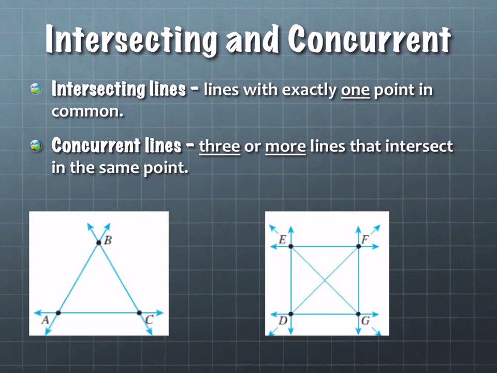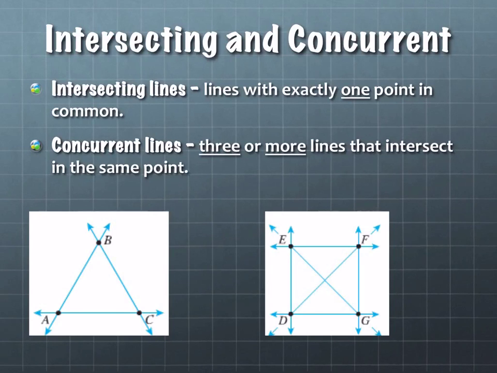All right, intersecting and concurrent. Intersecting lines are lines with exactly one point in common, and concurrent lines are three or more lines that intersect in the same point. So you can see in this diagram right here, we have intersecting lines, yes? But there are no concurrent lines in this diagram because all three of these lines do have some crossings, but they don't cross at the same point. So there are no concurrent lines here, but there are intersecting lines here.